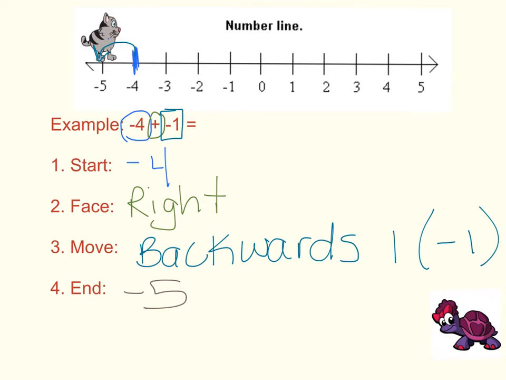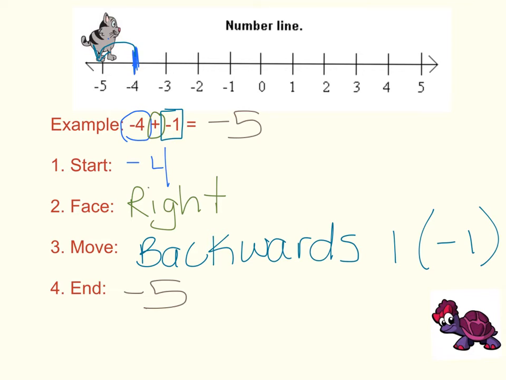So that's our answer. My eraser tool's not working? Oh well. So -4 plus -1 is -5. Make sure you have that example. For today, I want you to write these 4 steps. Step 1, start, -4. Step 2, face right.